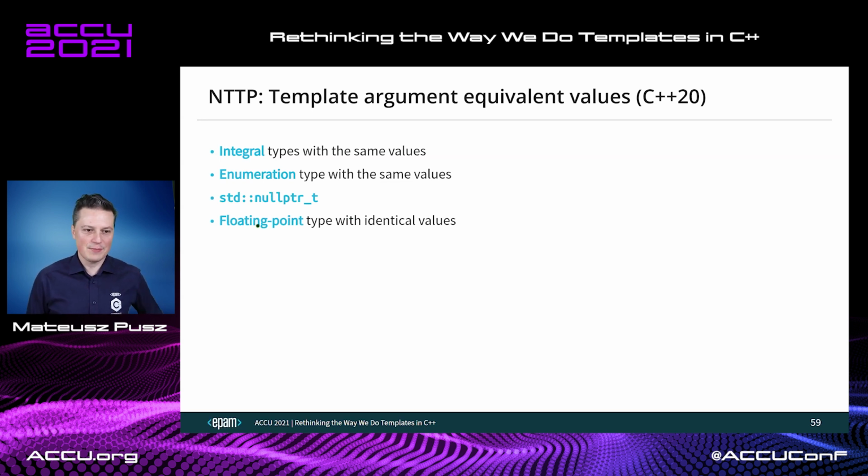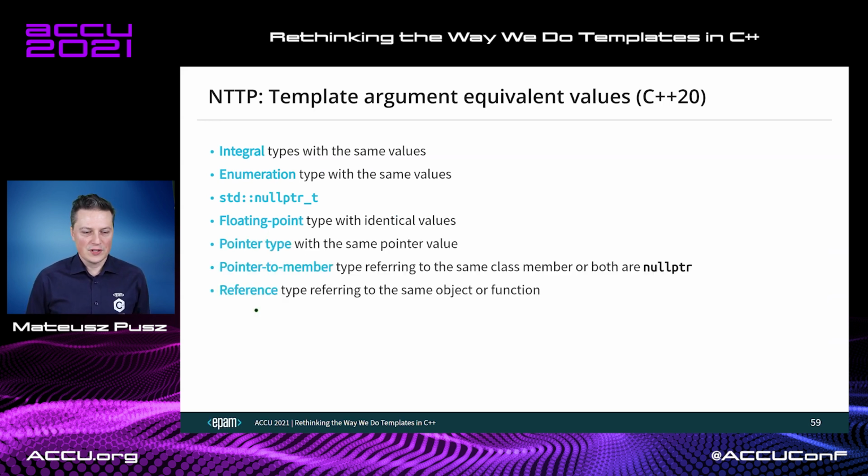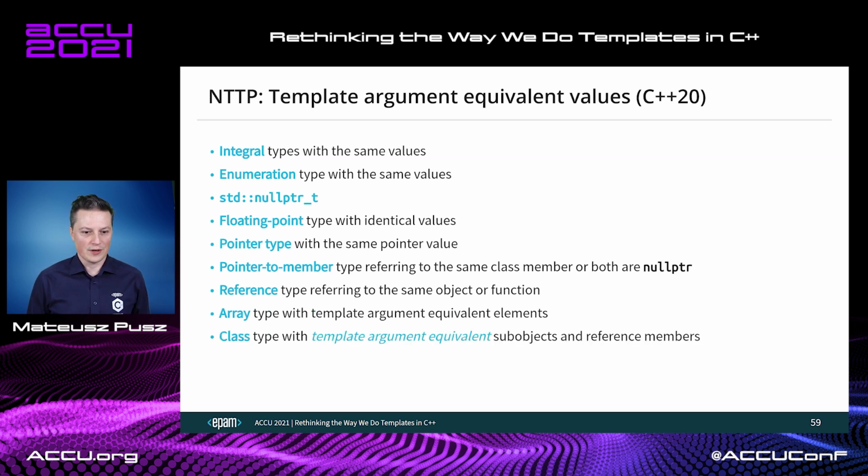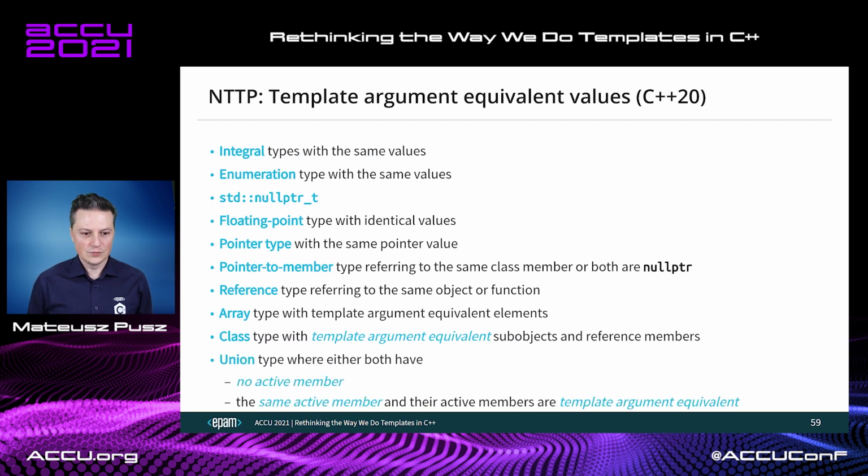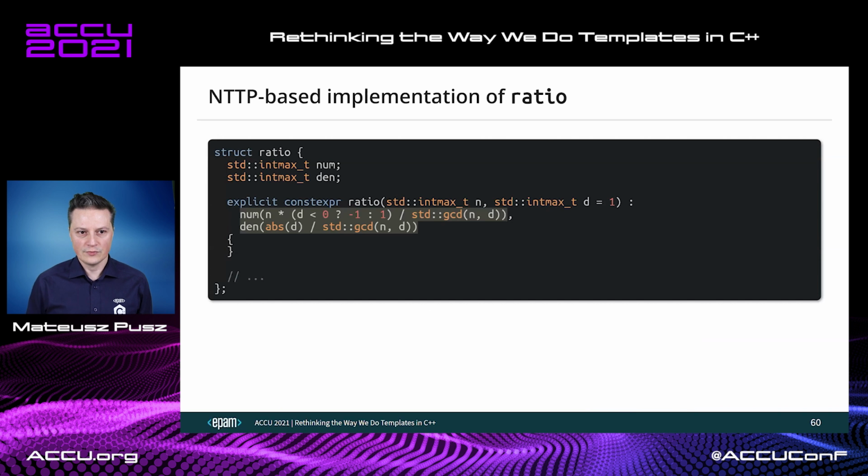We can instantiate templates with floating points in C++20. Again, we can instantiate with array types, with class types, with template-argument-equivalent subobjects, and union types even. So it opens the doors for many new use cases in the language. So let's come back to our ratio. Right now you can implement ratio as just a simple structure, even not a template.